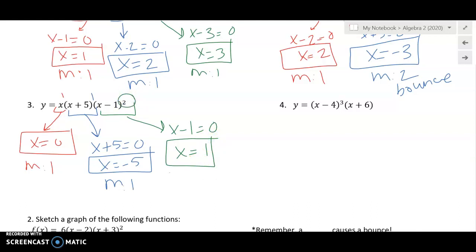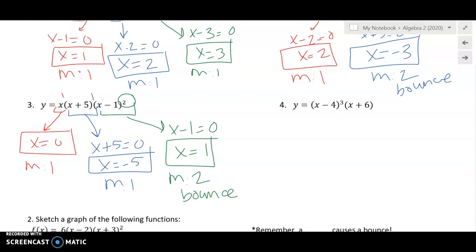I have an exponent of 2, so what do you think that multiplicity is going to be? It's going to be a 2. That means there are 2 of those solutions. That basically means, again, if it's an even multiplicity, I've got to bounce. And I'll show you what that looks like when we make a graph. Okay, let's do another one.